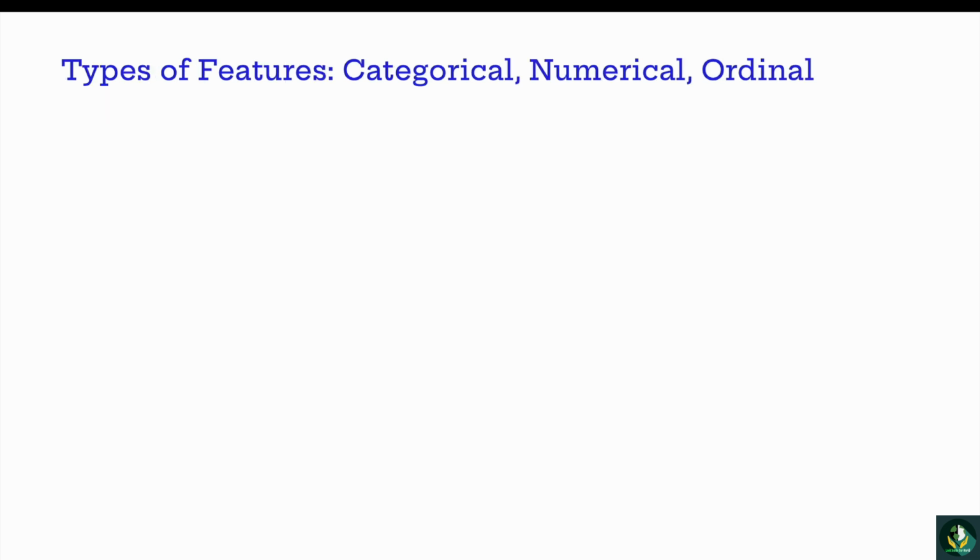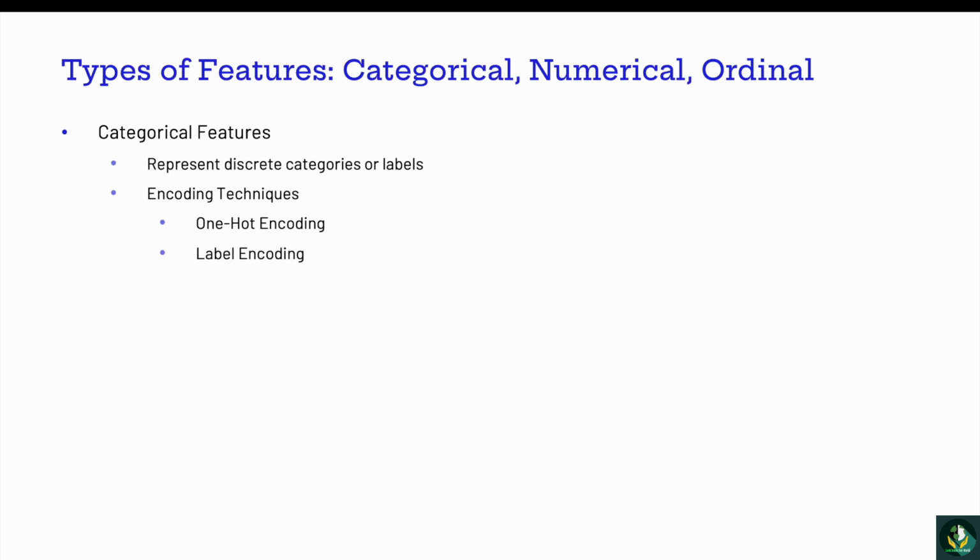Let's talk about different types of features. We have categorical, numerical, and ordinal. Now, categorical features represent discrete categories or labels. Examples can be gender, which is male or female, and color, which can be red, blue, or green. Encoding techniques that are used are one-hot encoding and label encoding.